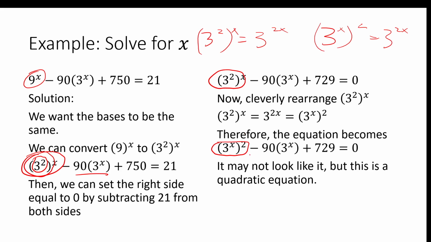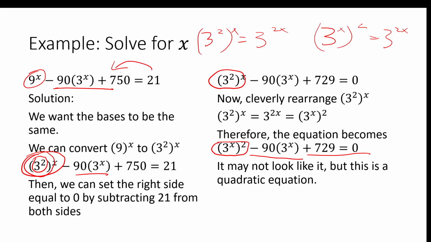But we would then also have minus 90 times 3 to the x. And then this plus 750 equals 21. We'll just subtract the 21 from both sides, and we'll have plus 729 equals 0. And we're going to make that side equal 0 because we actually have a quadratic.